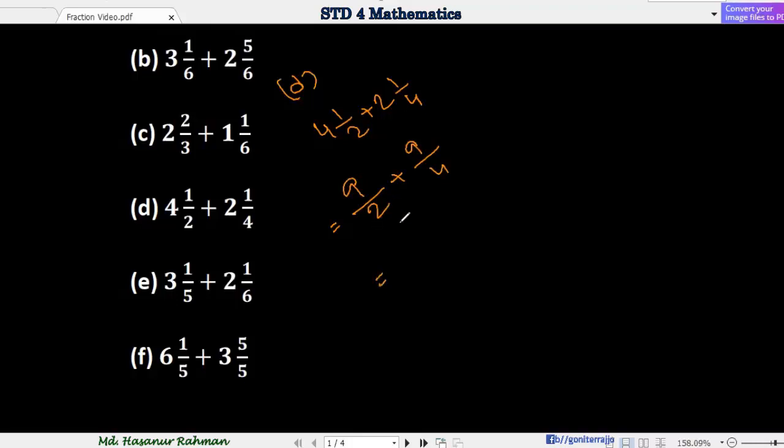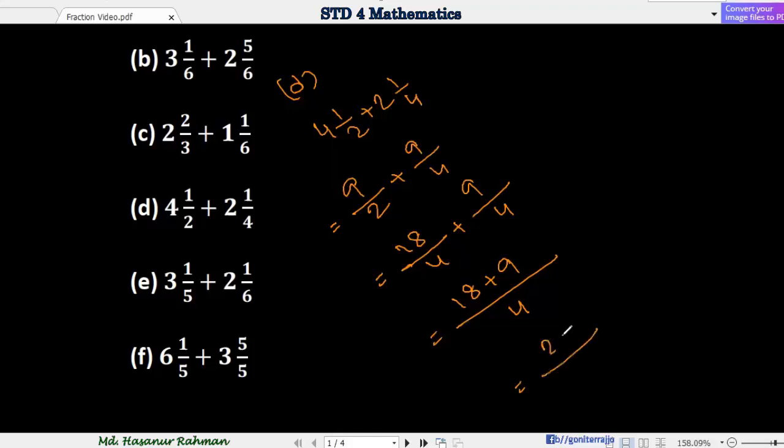That means we have to find out the LCM of 2 and 4 that is 4. So now the equivalent fraction of 9 by 2 should be 18 by 4. How? 2 multiplied by 2 that is 4, 9 multiplied by 2 that is 18. And here is 9 by 4. So if we look at this carefully, we'll see that here the denominator is 4. So we have to add the numerators 18 plus 9. So 18 plus 9 that should be 27.